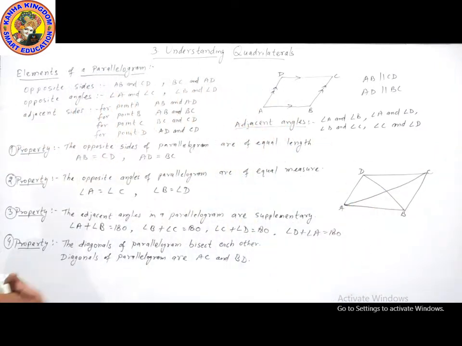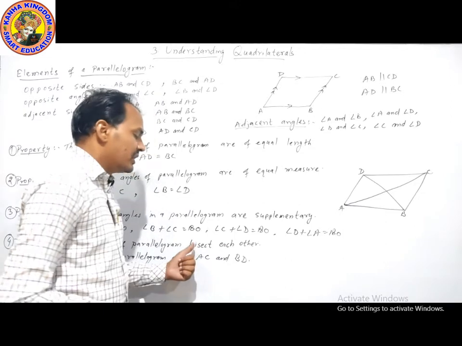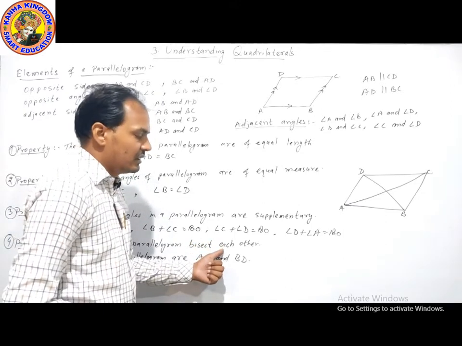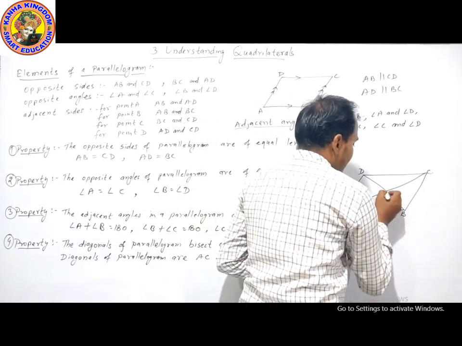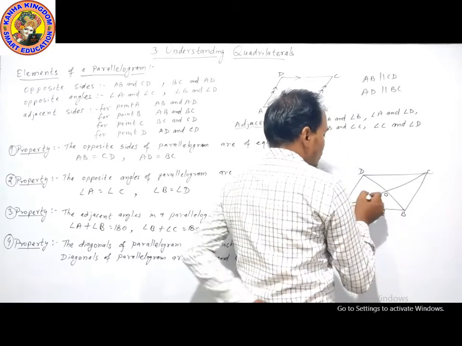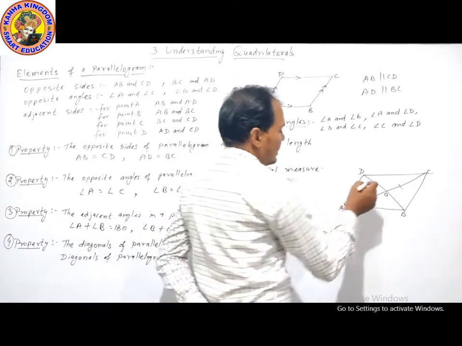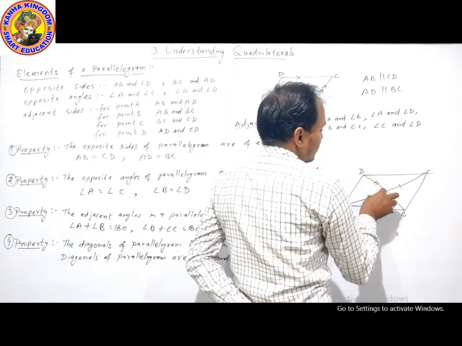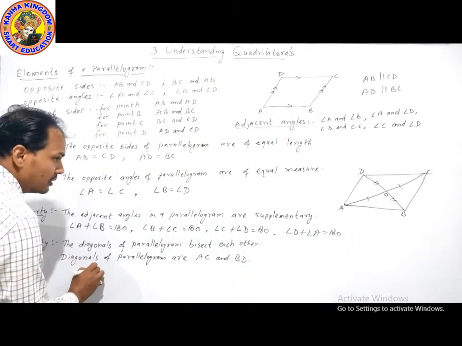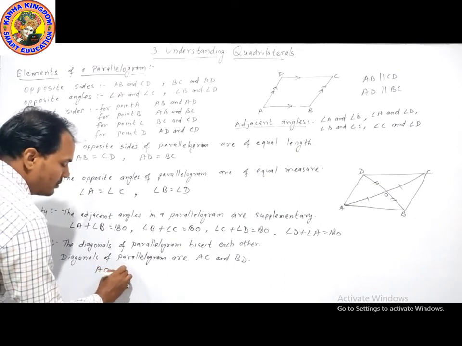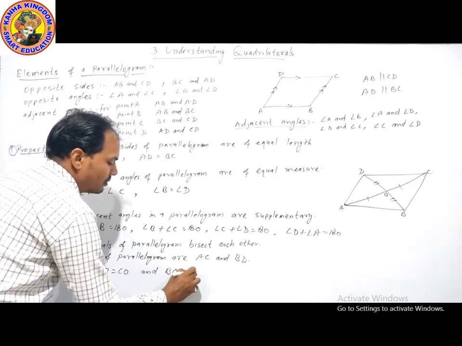These are the diagonals. Now the diagonals of a parallelogram bisect each other means they intersect at equal length. These are intersecting, let us assume intersecting at point O. So AO and CO are equal, DO and BO are equal. AO equal to CO and BO is equal to DO.